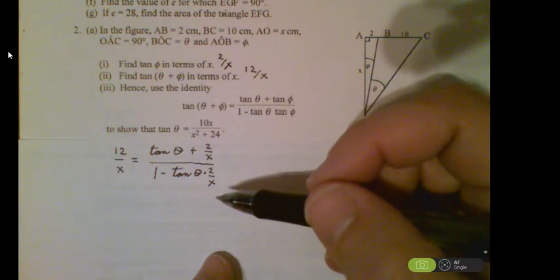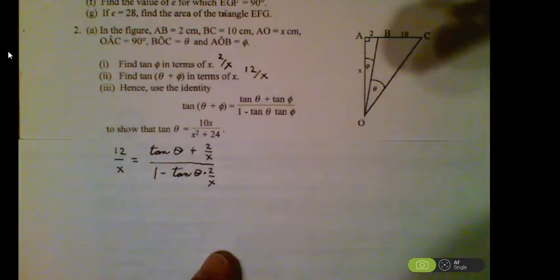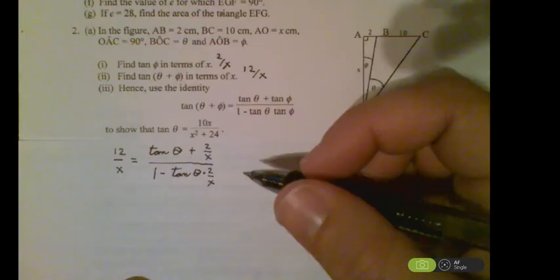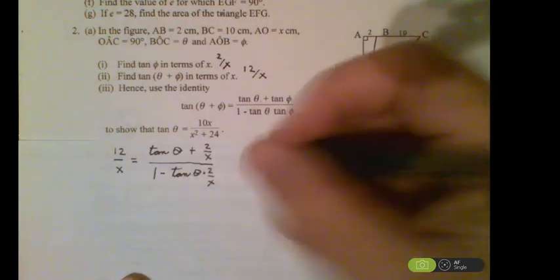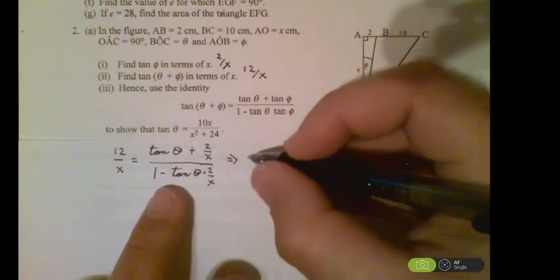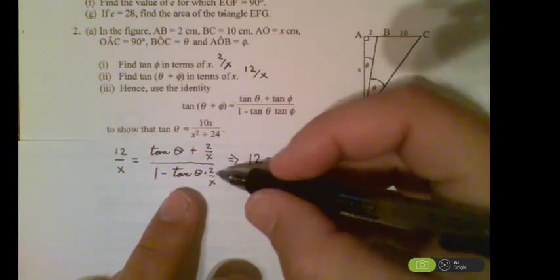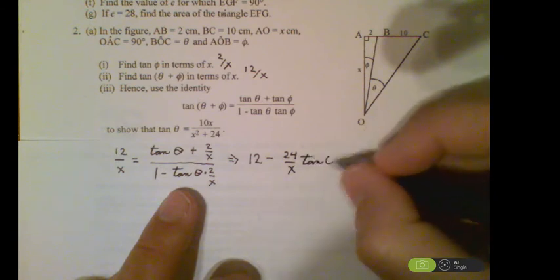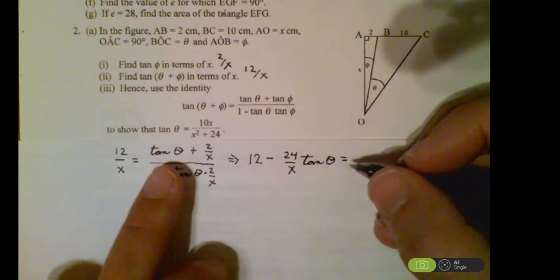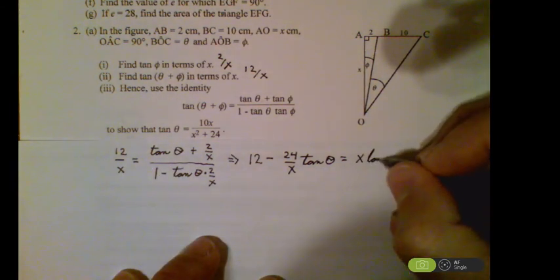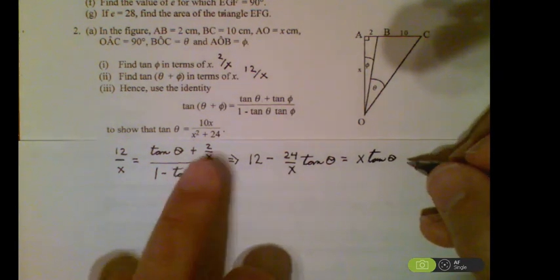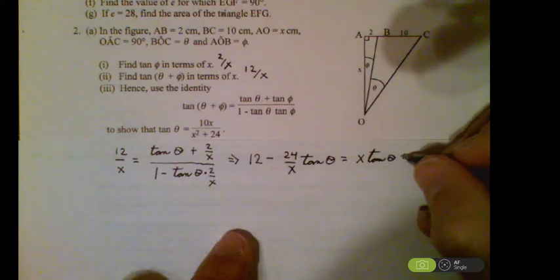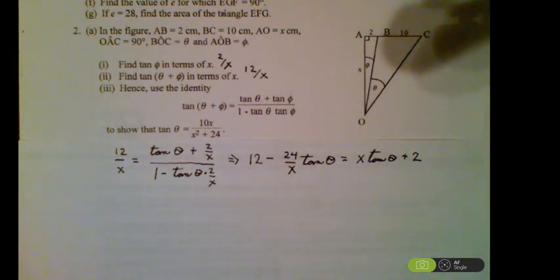One thing we could do to start this one out is just cross multiply, since we have a proportion that we're solving. So I can multiply my 12 times this and set it equal to x times this. Let me just start by multiplying the 12 to this guy. If I distribute the 12, I get 12 minus 24 over x tan theta. And then on the other side of the equation, I'm multiplying the x times this. So I get my x tan theta plus, and in this case, when I multiply the x times the 2 over x, my x's would cancel, since I'd have one on top and one on bottom. So I would just have my plus 2 right there. So if I just cross multiply, that would be my first step.